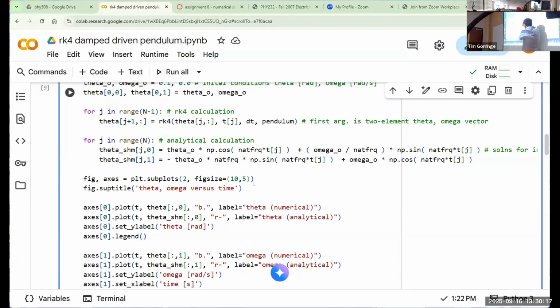Obviously, I label them with theta and omega. I compare them with that simple harmonic motion analytical calculation, where I've also stored an array that's n by 2, where I have to do the same sort of slicing to pick out the theta simple harmonic motion and the omega simple harmonic motion. Okay, so let's take a look at that.